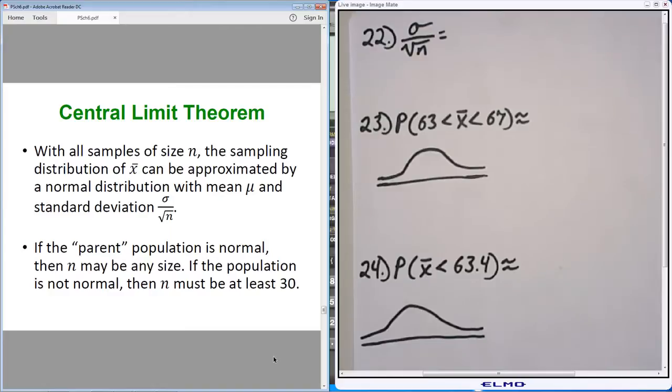Now, if the population that all this is happening from is not already a normal distribution, or if we just don't know if it's a normal distribution or not, then the sample size needs to be at least 30 for the mathematics to work and the central limit theorem to take hold. The central limit theorem is one of the more important theorems or ideas in an introductory statistics course.